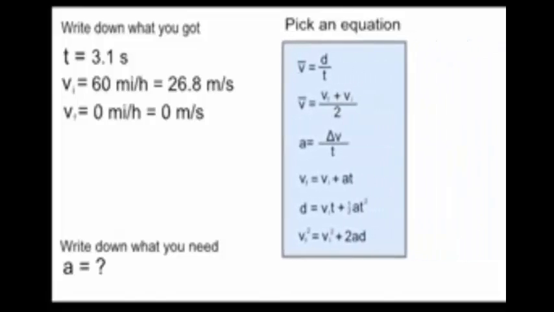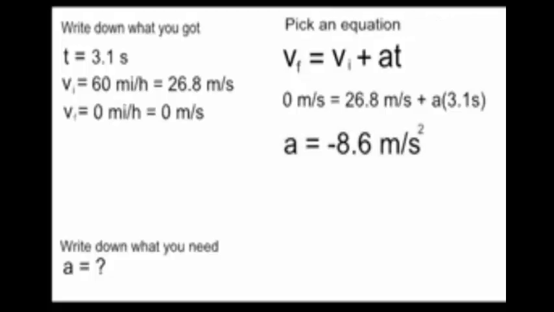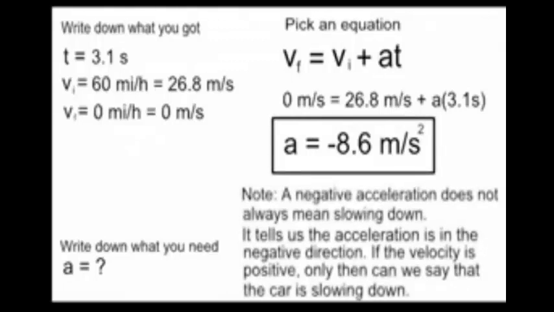We pick an equation. Since we already did the same calculation, we know the formula that we want: final velocity equals initial velocity plus at. Then sub in our values. The final velocity is 0, the initial is 26.8, and the time is 3.1, which gives us an acceleration of negative 8.6 meters per second squared.